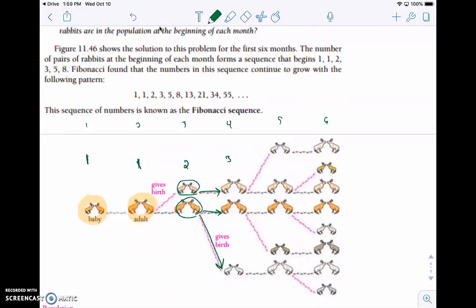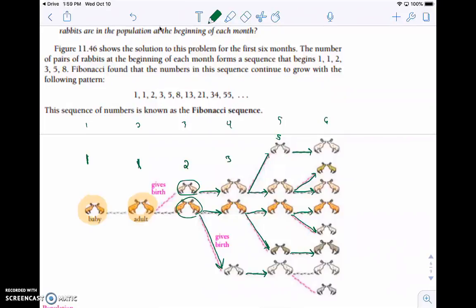Then we'll start bottom to top here. This pair matures. This pair has another pair, and then they move on. This pair had matured, so they move on, and they have another pair. So now we're up to 5 pairs on month 5. And then on month 6, going from top to bottom, this pair matures to adults. This pair is an adult, so they have another pair, and then they move on themselves. This pair is an adult, so they move on, and they have a pair.